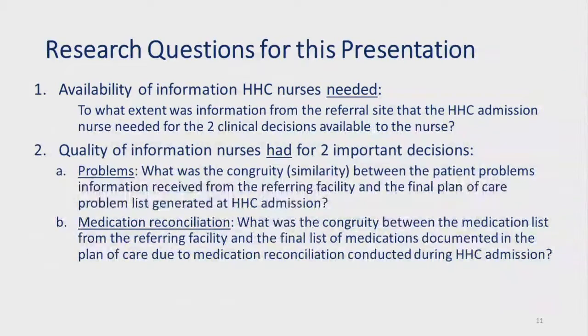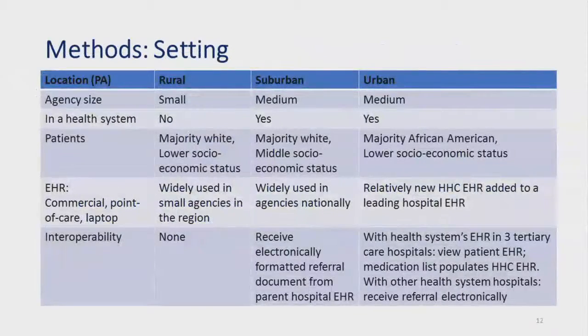Okay, here we go. So the settings, 3 agencies. The rural agency was small, whereas the suburban and urban agencies were medium size. The rural agency was standalone. The suburban and urban agencies were part of health systems. The patients at the rural agency were majority white, lower socioeconomic status. The suburban agency had a majority white but middle socioeconomic status, and the urban agency had majority African American with lower socioeconomic status. They all had commercial point of care EHRs that ran on laptops.